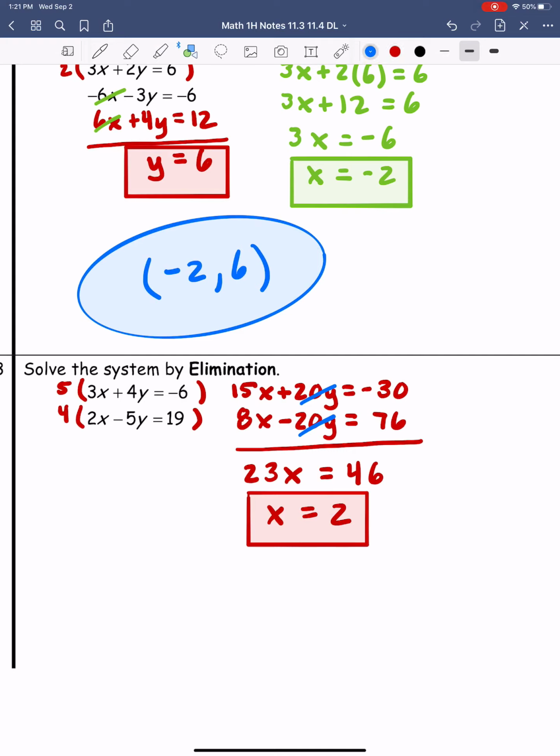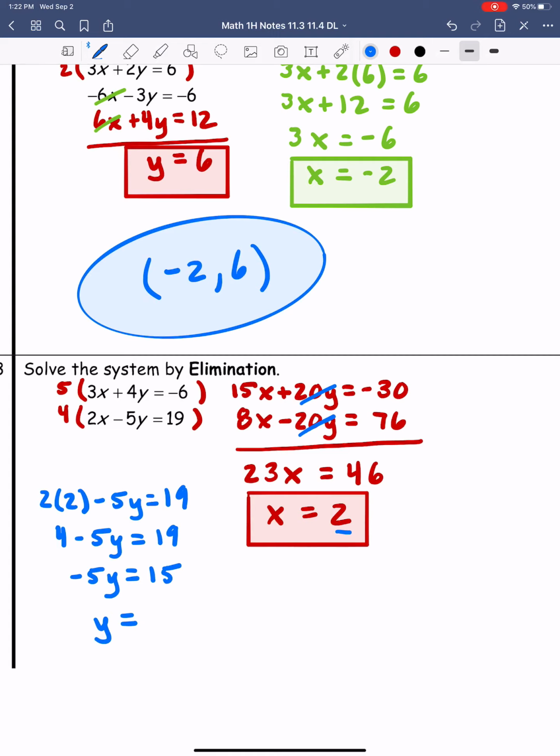I'm going to pick this bottom equation to plug into, and we're going to end up with 2 instead of x. So 2 times 2, because that's what I have over here, minus 5y equals 19. And now I'm going to go ahead and solve 4 minus 5y equals 19. Subtract 4 to the other side, and I'm going to get negative 5y equals 15. And then divide both sides by negative 5, and I get y equals negative 3.